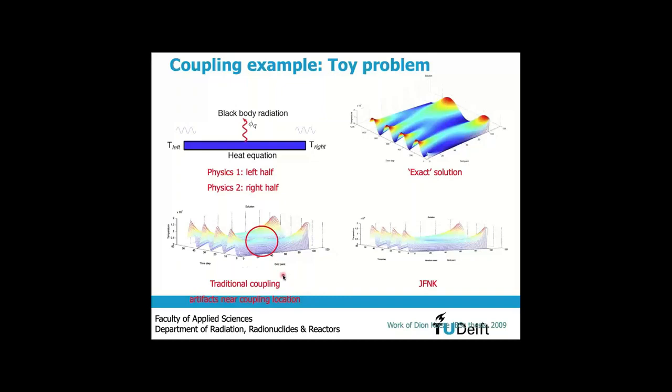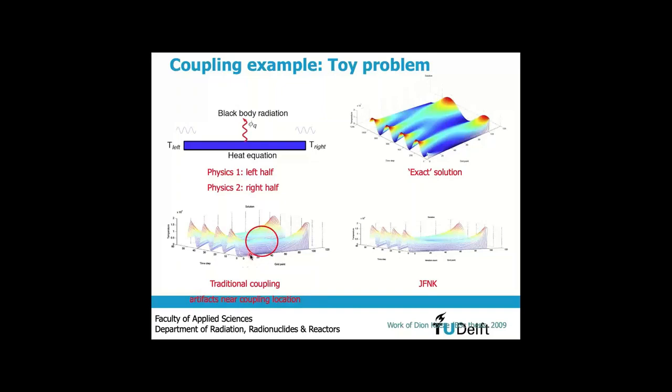One on the bottom left is traditional loose coupling, where you first solve a bit of physics on the left, and then I exchange information at the midway point. So I can actually solve the physics on the right, and then I go back to the left again, and so forth. And you see that compared to the exact solution, you do get some odd behavior in the vicinity of this coupling region.